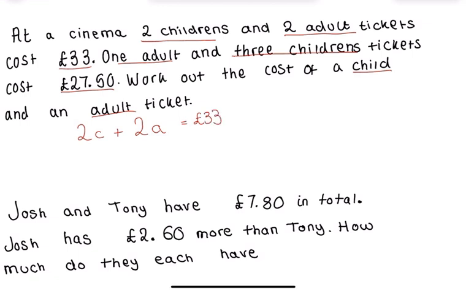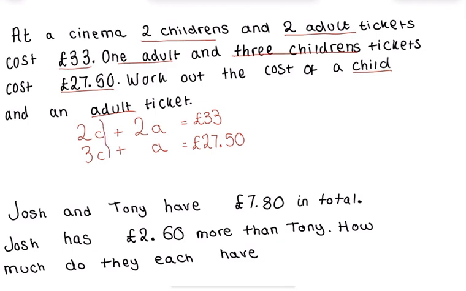With this second one, we have 1 adult, so I'll just put it underneath like that, and 3 children. And that cost £27.50. We can see here now that we have a pair of simultaneous equations, so we need to solve these two equations. Now here we don't have coefficients that are the same, so we know we're going to have to times one or both of the equations.